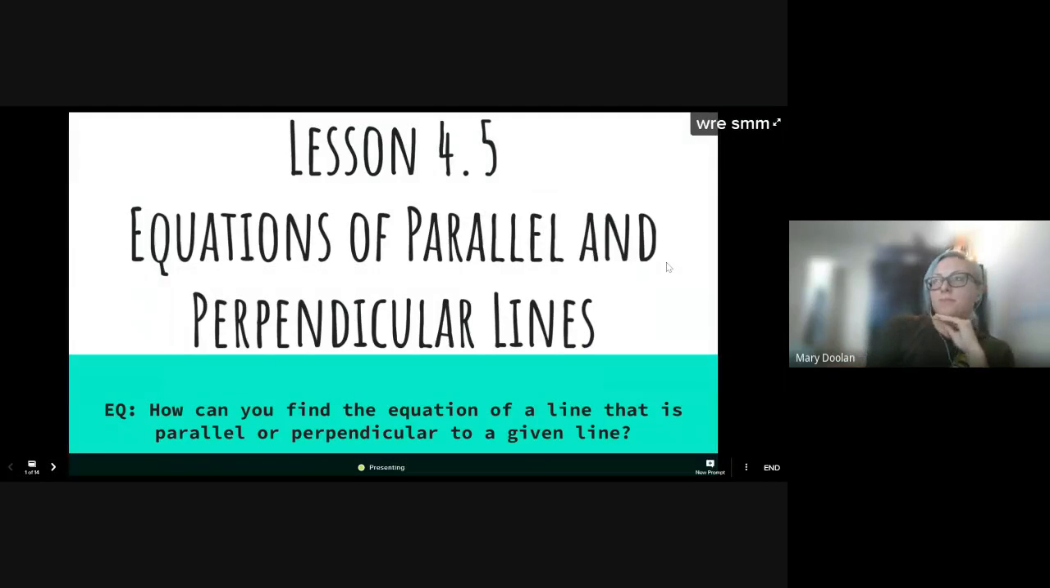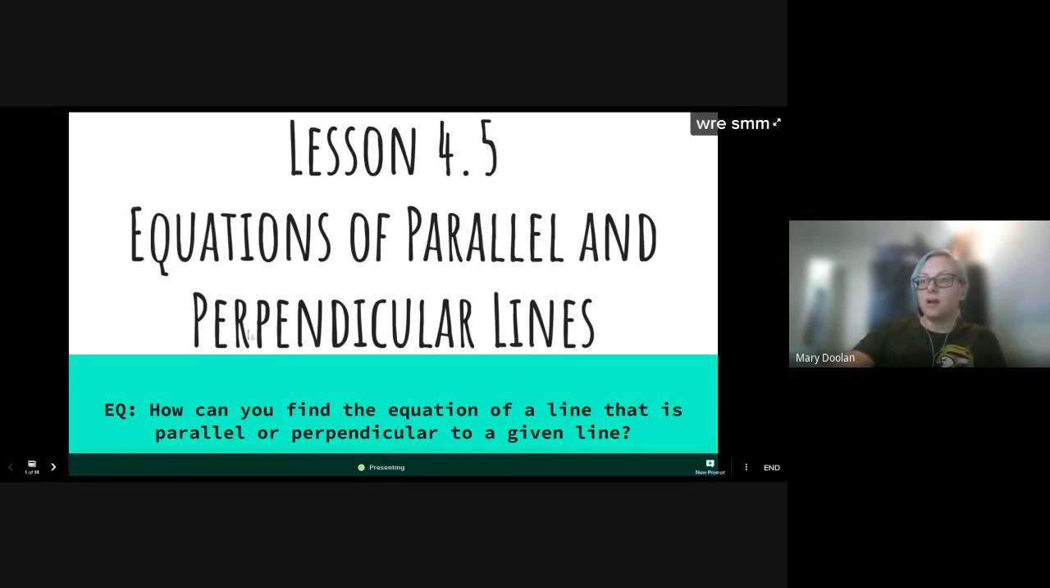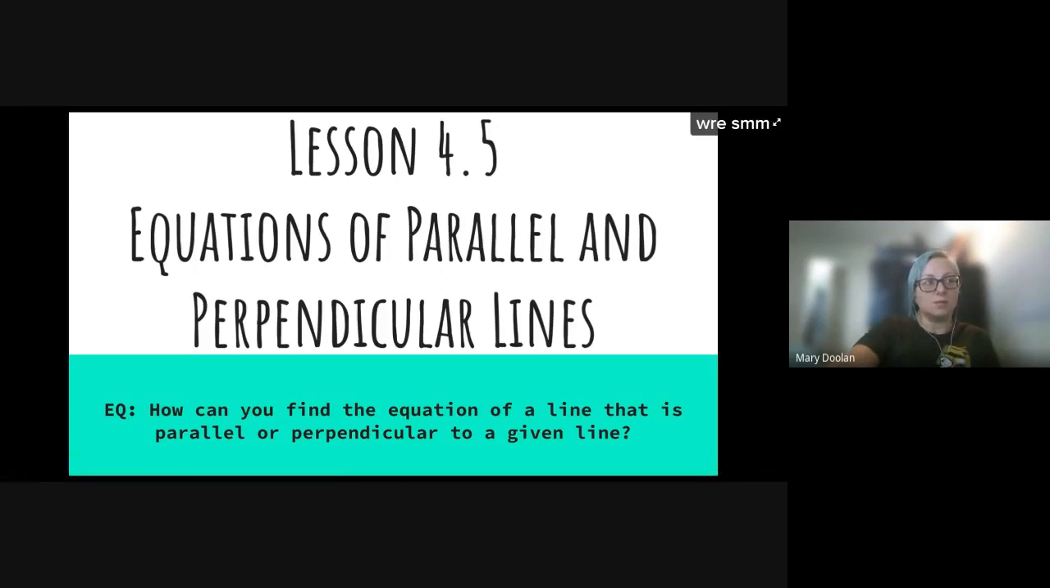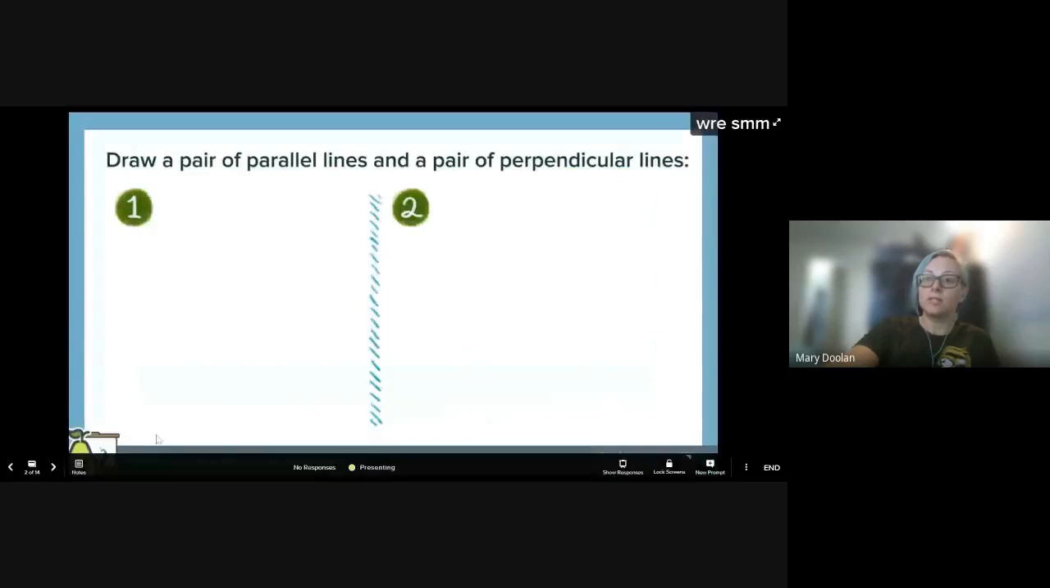All right, so lesson 4.5, equations of parallel and perpendicular lines. So we have been looking at both parallel lines and perpendicular lines and what we noticed about their slopes, how they are the same and how they're different. How can you find the equation of a line that is parallel or perpendicular to a given line? So we've done one example of what we're doing today in each of the previous lessons, but we're going to go back and do this again because I know there was some confusion. So hopefully we're going to be going through it step by step and make it a little bit more clear for you and easier to understand.